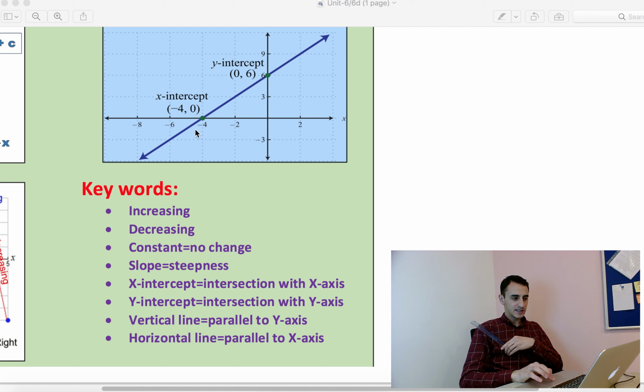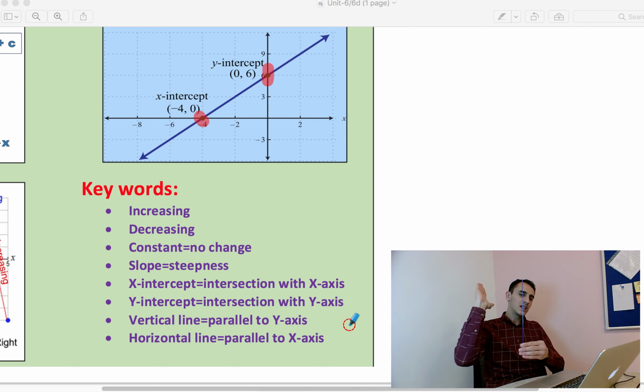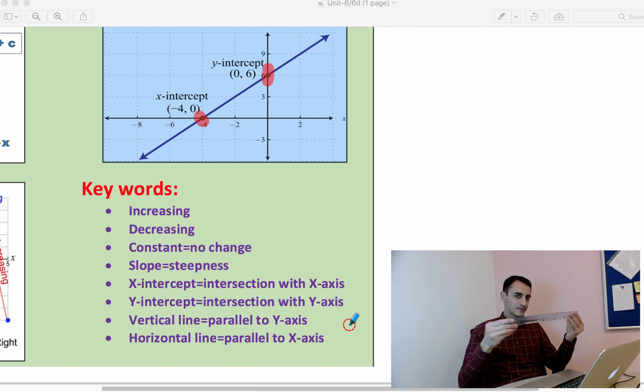X-intercept means intersection with the x-axis. Okay, this point is the x-intercept. Y-intercept means intersection with the y-axis. This is the y-intercept. This point is the y-intercept, okay? This is the x-intercept, this is the y-intercept. And so, vertical line. You know what a vertical line is. A vertical line is like this, which is parallel to the y-axis. And the horizontal line is like this, it is parallel to the x-axis. Clear? Okay.